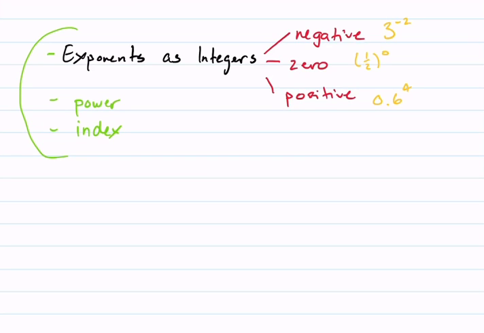So let's jump right into it. Let's look at 6 raised to the power of 3. Well, that just means 6 times 6 times 6, which equals 216. Easy enough.